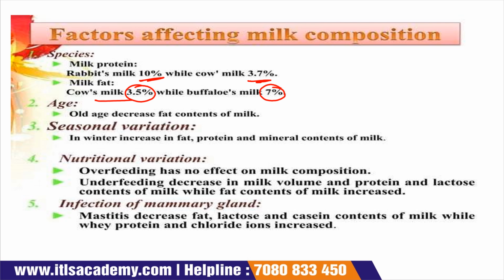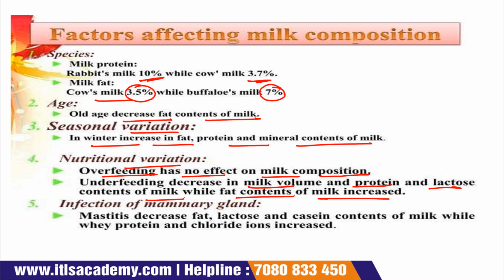Then age. We all know that as age increases, the fat content of the milk decreases. Seasonal variation: in winter, there is an increase in fat, protein, and mineral content of milk. Nutritional variation: overfeeding has no effect on milk composition. Underfeeding decreases milk volume and the protein and lactose content of milk, while the fat content of milk is increased. Infection of the mammary gland: mastitis decreases the fat, lactose, and casein content of milk, while whey protein and chloride ion increase.